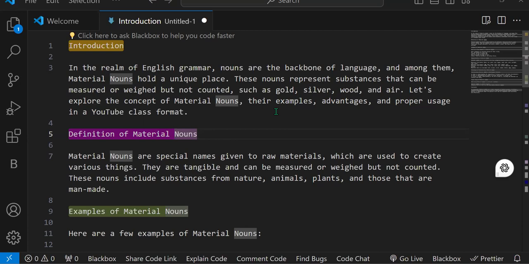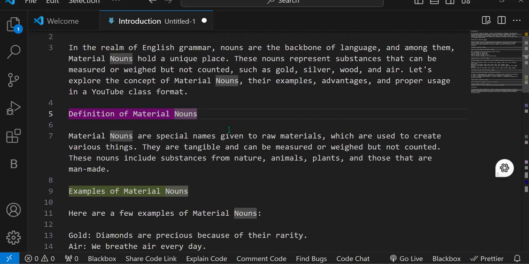So the introduction. In the realm of English grammar, nouns are the backbone of language, and among them material nouns hold a unique place. These nouns represent substances that can be measured or weighed, but not counted. Those are called material nouns. For example, gold can be weighed or measured. Silver, wood, and air. These are all material nouns. Explore the concept of material nouns, their examples, advantages, and proper uses in a YouTube class format.